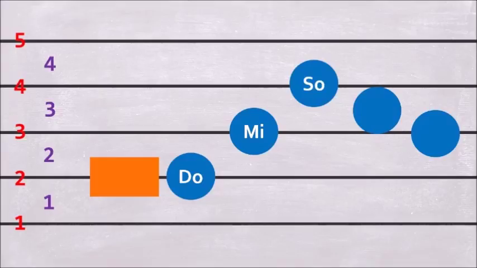Then these three notes coming down go line, space, line. So we're not skipping anything. So let's put in our fa and then mi again. All right. And here's our do. Do. Do, mi.